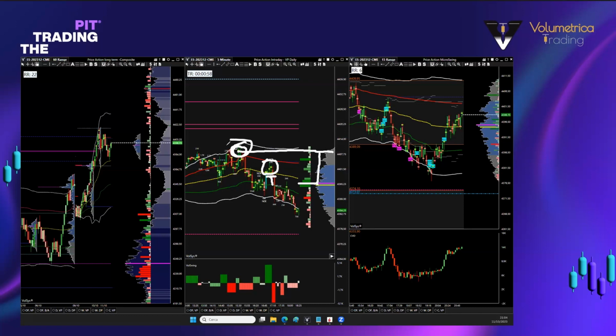Order flow is basically a confirmation tool. Either if you need to take a trade, or if you need to manage your trade, or if you just don't want to trade it, you can still use it as just a further analysis tool.